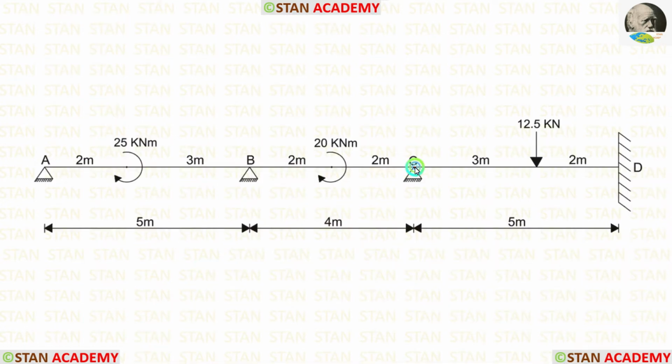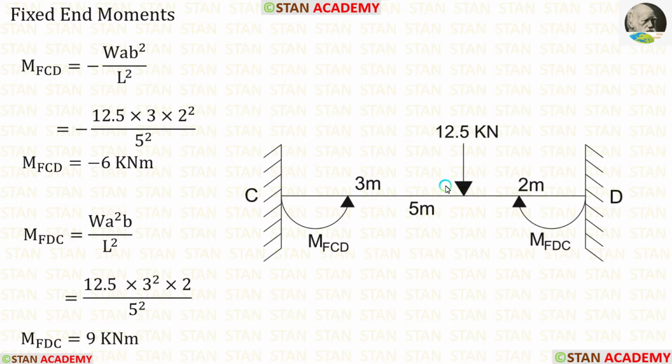Now let us find the fixed end moments in the span CD. In the span CD, there is a concentrated load 12.5 kN. It is not acting on the center. The formulas to calculate the fixed end moments are minus Wab square upon L square and positive Wa square b upon L square. Here W is 12.5, a is 3, b is 2, L is 5. When we apply the values inside the formulas, we are getting M of CD and M of DC.